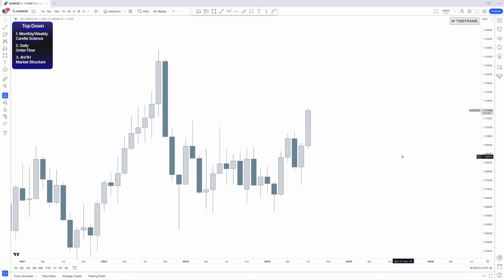And on the monthly time frame, I want to focus on candle science. But again, like we mentioned in the first video of the MMC series, price is always moving towards a PD array. So that also applies to the monthly time frame. It's just, again, our job to find out which array is next.